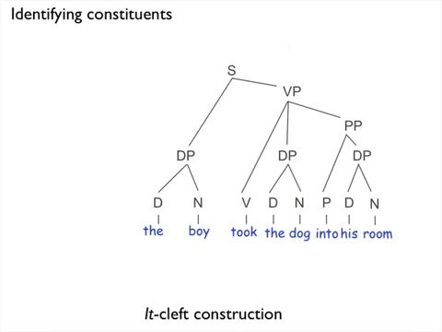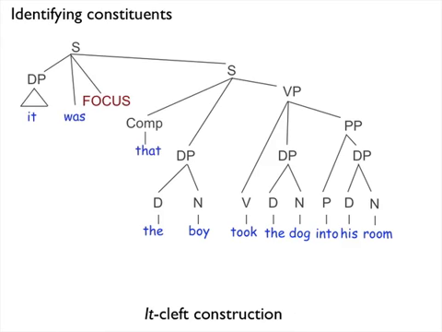Another kind of thing that we get is the it-cleft construction, or sometimes just called the cleft construction. The boy took the dog into his room, and then we have a construction that we can build out of that same basic sentence where we add on, and originally this was thought of as being a transformation that said, okay, give me any sentence as input, add this other stuff on there. And the exact details of what that structure would be are being ignored here because it's complicated.